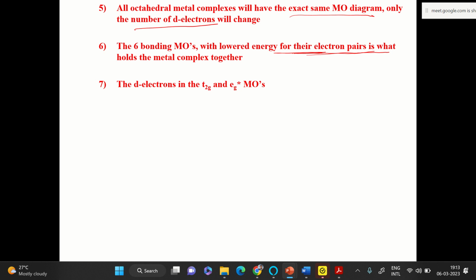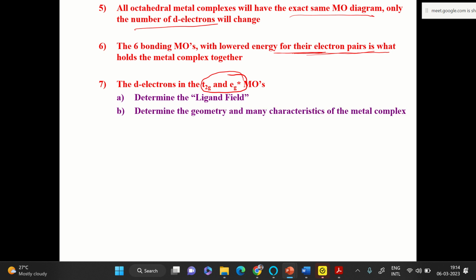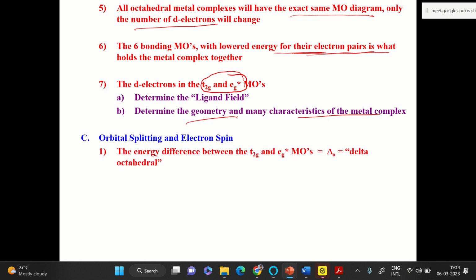So d electrons go in the T2g and Eg star. It is a comparison of T2g with the Eg star, the lowest antibonding orbital, which gives you the strength of the ligand field. Now instead of crystal field, we are using the word ligand field, visualizing that the ligand is in the true sense an atom or a molecule with orbitals in it, which is able to overlap with the metal's orbitals. This determines the geometry. So this is the crucial T2g and Eg star part of the molecular orbital diagram, determining many properties of the metals. The orbital splitting we denote by delta octahedral.